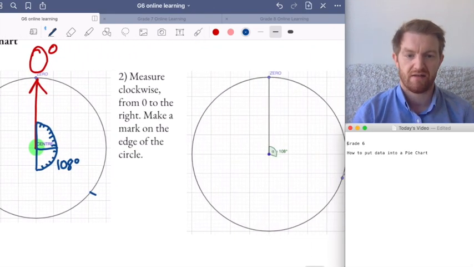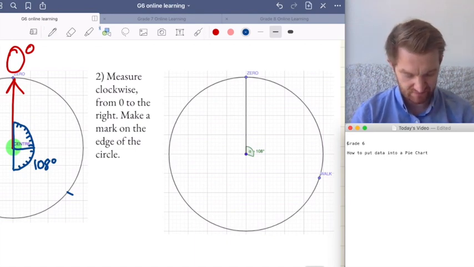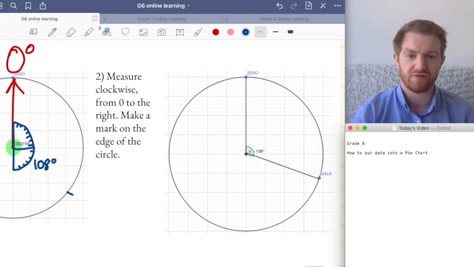And when you do that, it will look something like this. So you measure it, and you can see if we were to draw a little straight line from here to that point there, it's 108 degrees, and that's our warp slice.